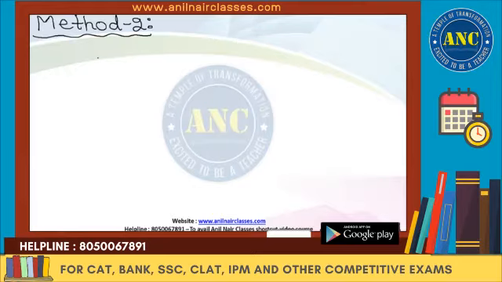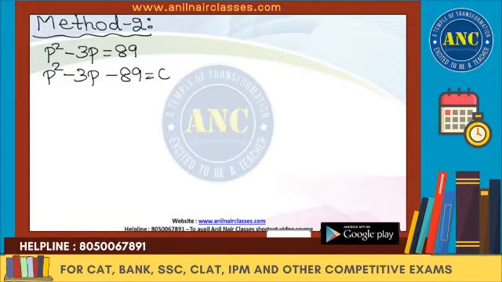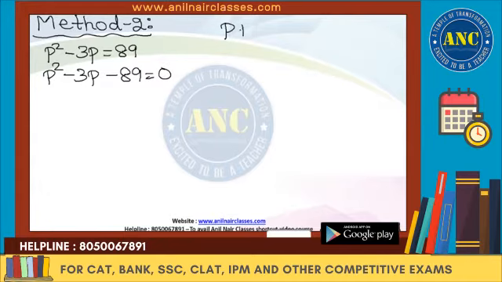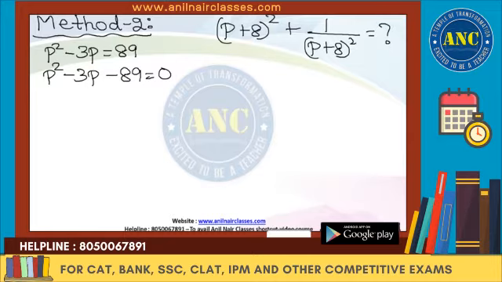So the question says p square minus 3p is equal to 89. I can write this as p square minus 3p minus 89 is equal to 0. In the question what they are asking is p plus 8 whole square plus 1 by p plus 8 whole square, right? This is what they are asking you in the question. Now observe carefully, sir. I am definitely in search of this parameter called p plus 8 in this given equation.